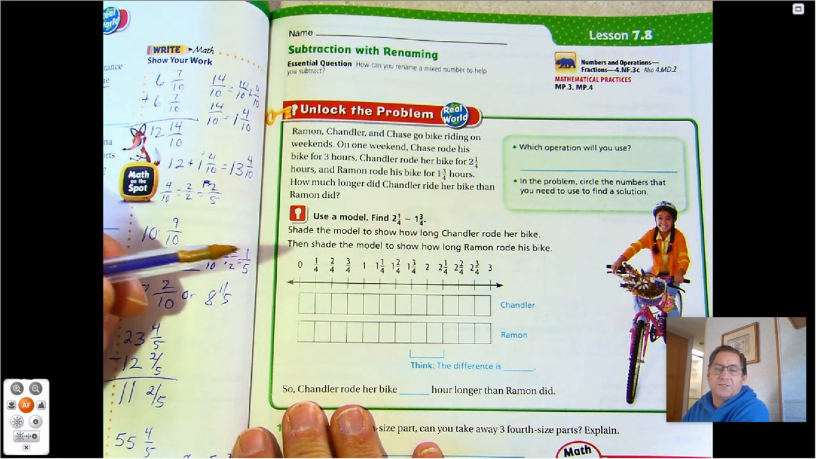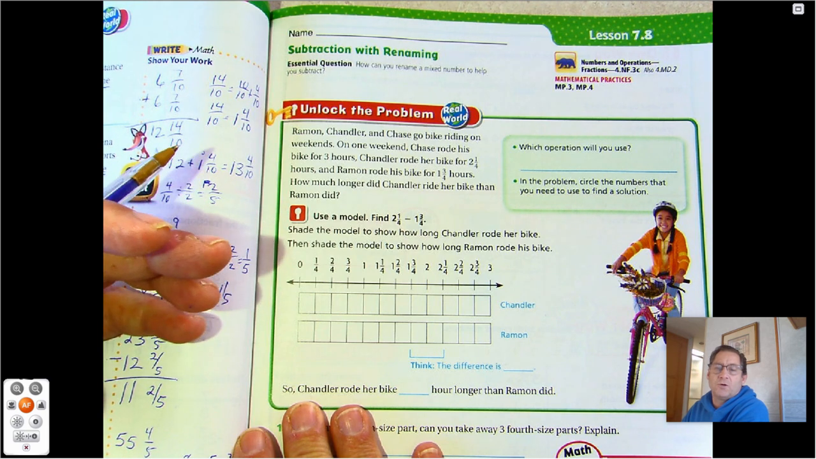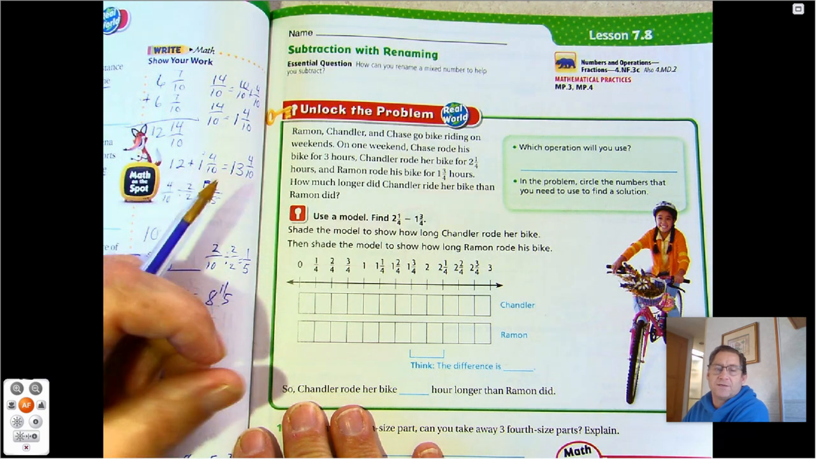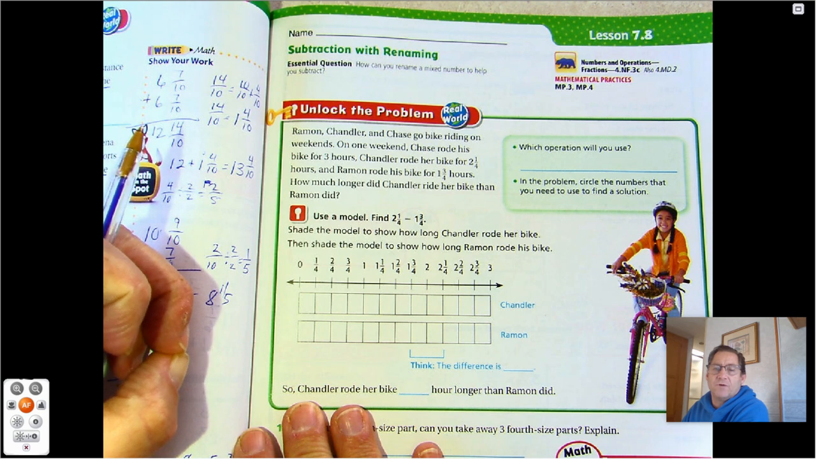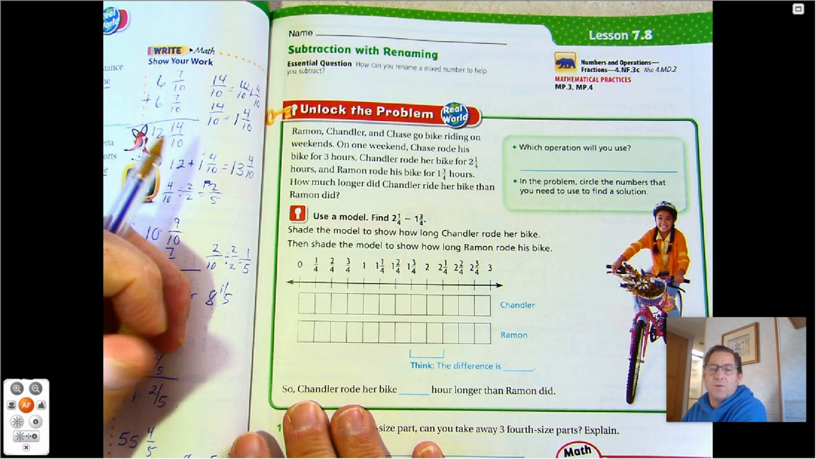Ramon, Chandler, and Chase go bike riding on weekends. On one weekend, Chase rode his bike for 3 hours. Chandler rode her bike for 2 1/4 hours, and Ramon rode his bike for 1 3/4 hours. How much longer did Chandler ride her bike than Ramon?